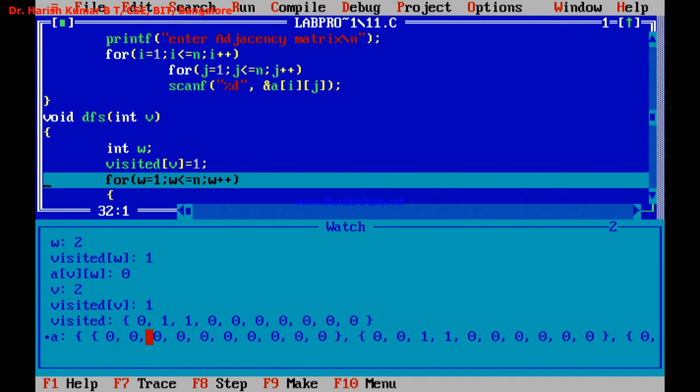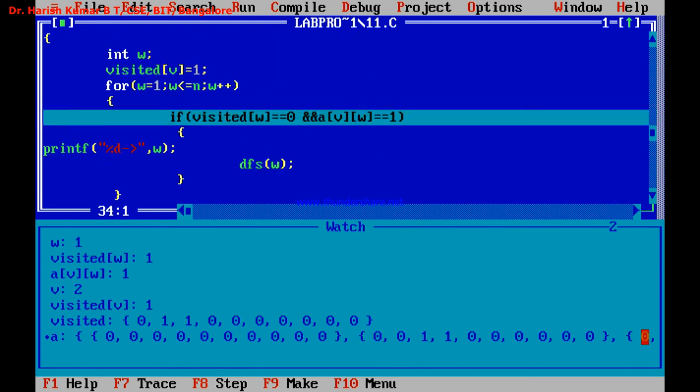See, if you look into the visited array, we have visited the node 1, and next we have visited the node 2. Okay, and now again for W is equal to 1, W less than or equal to N, W plus plus, so W gets the value 1. Now visited of 1 is what? True, because 1 is already visited. Okay, we escape.